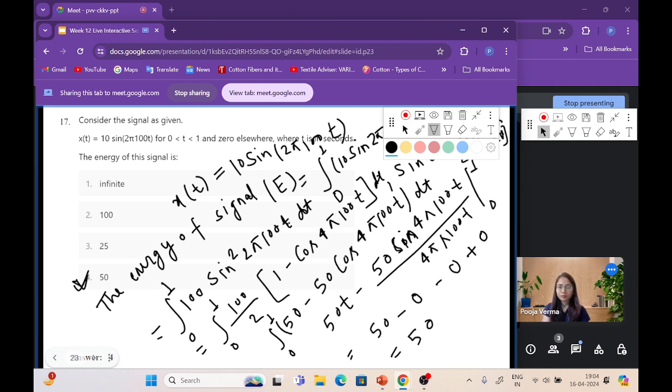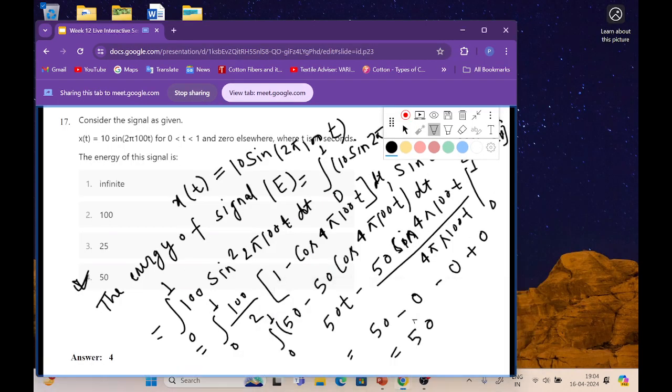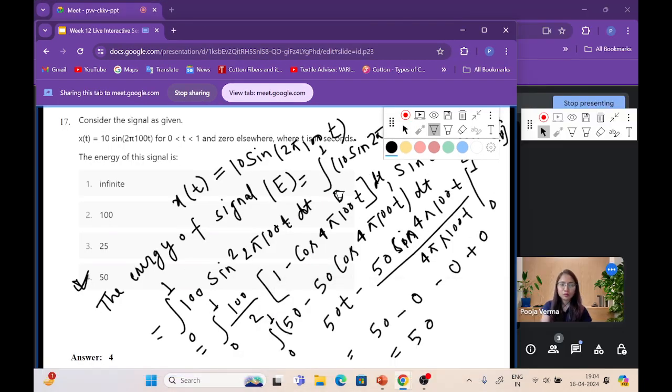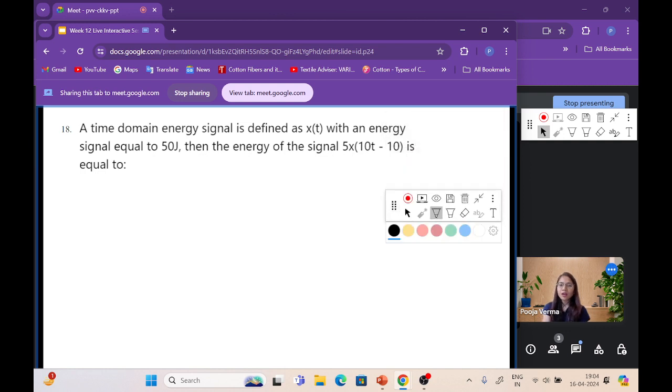So option 4 is the correct answer. I hope you understand this question. Okay, so moving to the next question. The next question is, a time domain energy signal is defined as xt with an energy equal to 50 joule. Then the energy of the signal 5x(10t minus 10) is equal to? Then what is the energy of that signal?